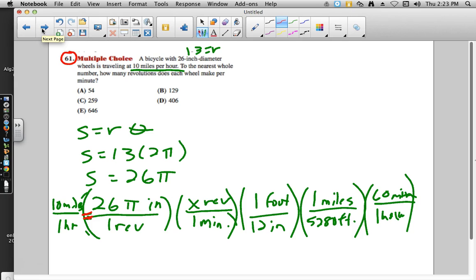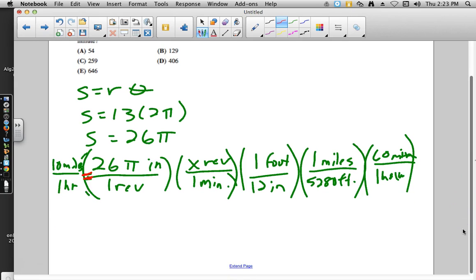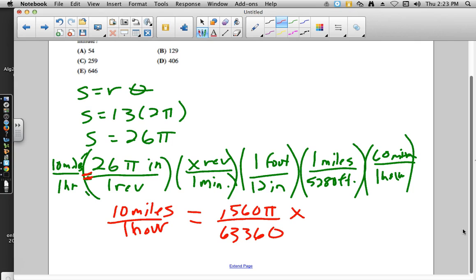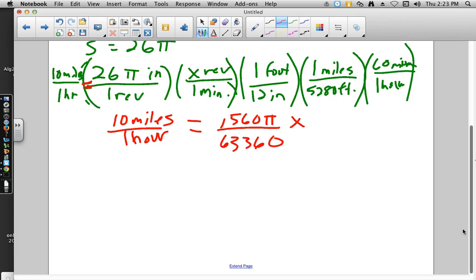So what would we do? Well, we'd simplify, and then we could multiply by the reciprocal. So we've got 10 miles per hour equals, and on the other side, we'd have to take 26 pi times x times 1 times 1 times 60, which is 1560 pi x, over 1 times 12 times 5,280 times 1, which is 63,360, and that should definitely look familiar. We used that before. And then we'll multiply by the reciprocal.